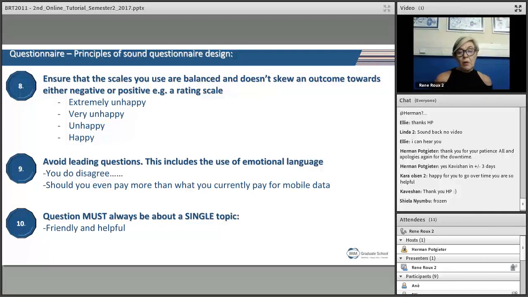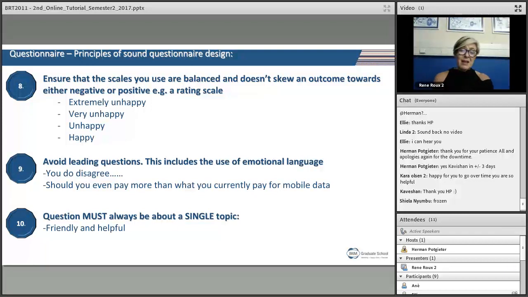Avoid leading questions. You do disagree, don't you? You sort of assume that this person disagrees. Or very emotional language. Should you even pay more? No one wants to pay more. Now you even use more expressive language, even pay more. So now it's definitely not going to be a yes or a no, depending on how the question went on further. So avoid that emotional language.